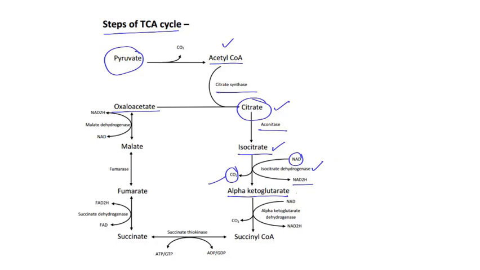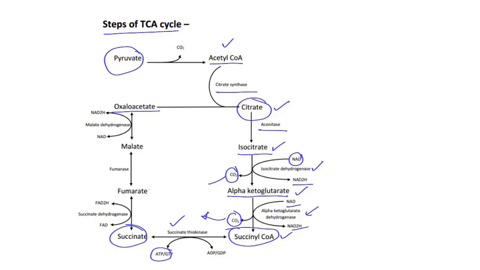In the next step, alpha-ketoglutarate produces succinyl-CoA, and also in this step, one molecule of carbon dioxide is removed and one molecule of NAD is reduced, and in this step, alpha-ketoglutarate dehydrogenase enzyme acts. In the next step, this succinyl-CoA produces succinate with the presence of succinate thiokinase, and here one ATP or GTP is produced.